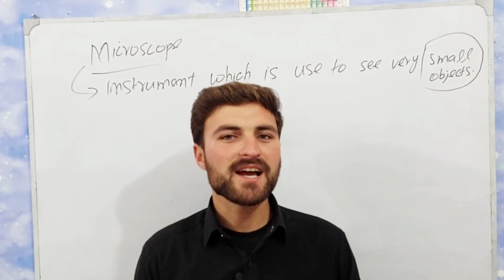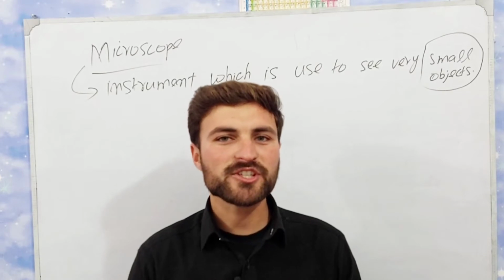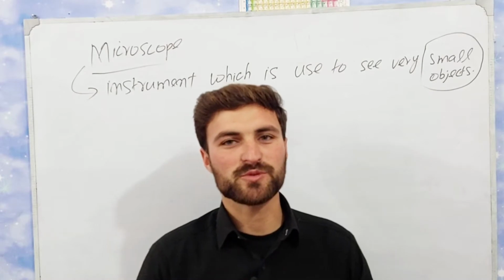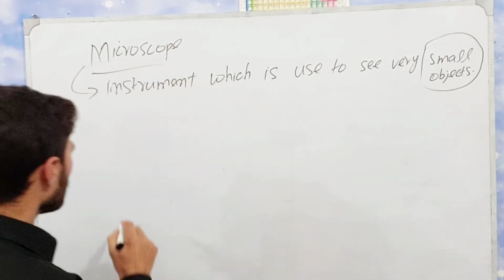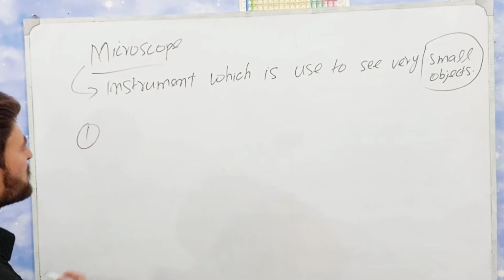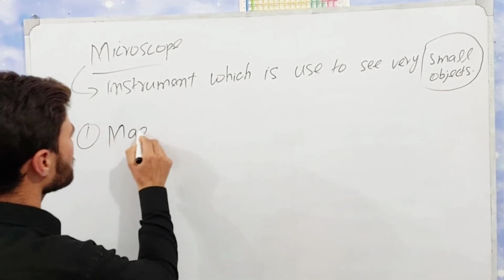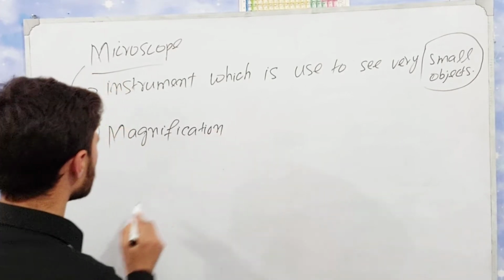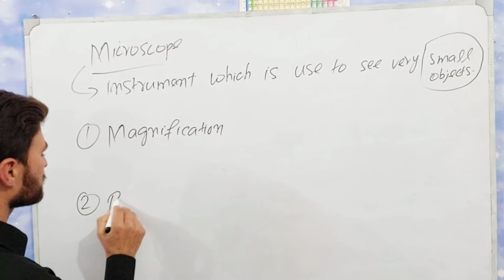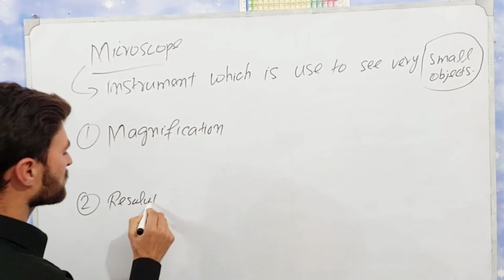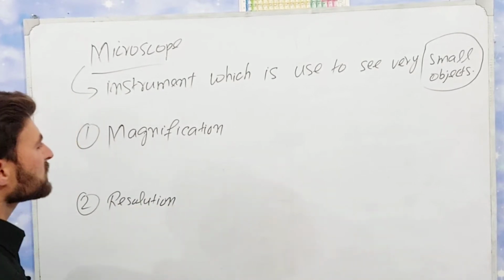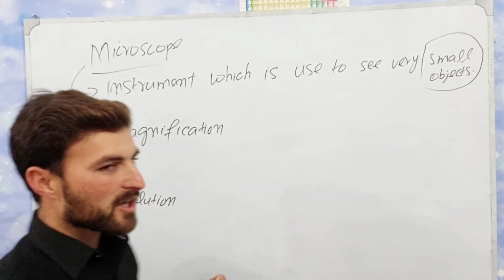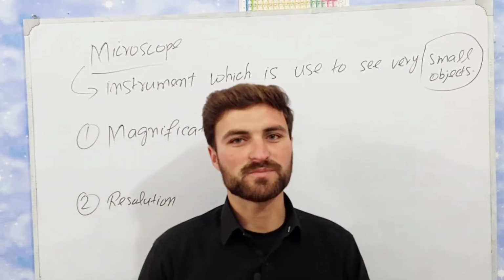After having discussion on the root meaning and the definition of the microscope, now let's discuss why we are using the microscope. So there are two basic properties. One is magnification and the second one is resolution. This magnification and resolution will give us the answer about why we are using the microscope.